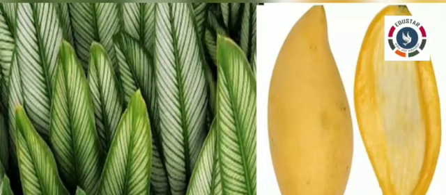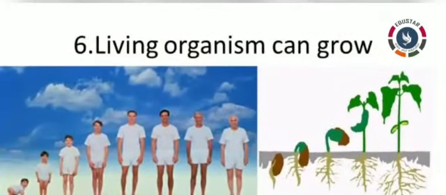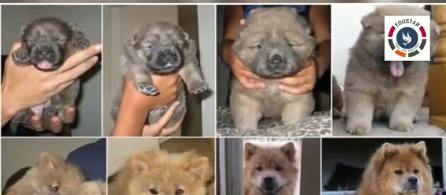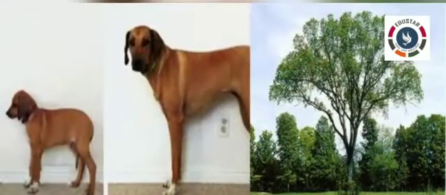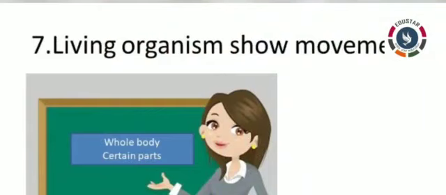So next, living organisms can grow. You must have seen a small plant growing into a tree in a few years. A puppy grows into a dog. All living organisms need food to grow. Animals grow up to a certain age, whereas plants grow throughout their lives. Understood? Next, living organisms show movement.